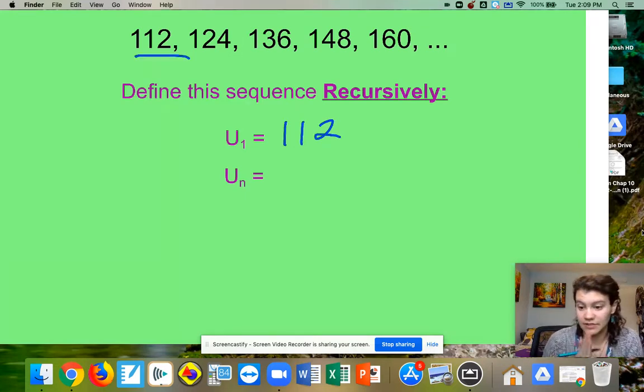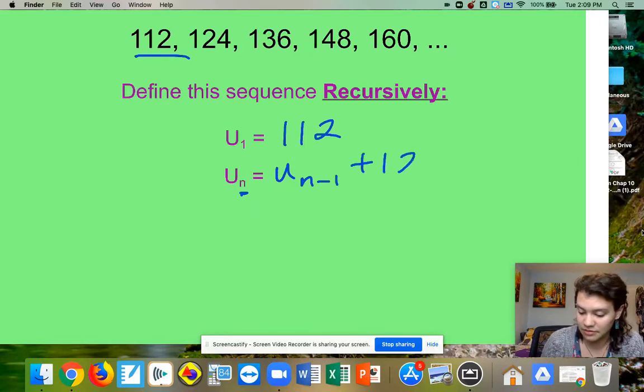And then we're taking that first term and adding 12 to it, and then we're adding 12 to it, and then we're adding 12 to it. So you're always adding 12 to the term before. The term before u sub n would be u sub n minus 1, and then you want to add 12. So that's your recursive formula.